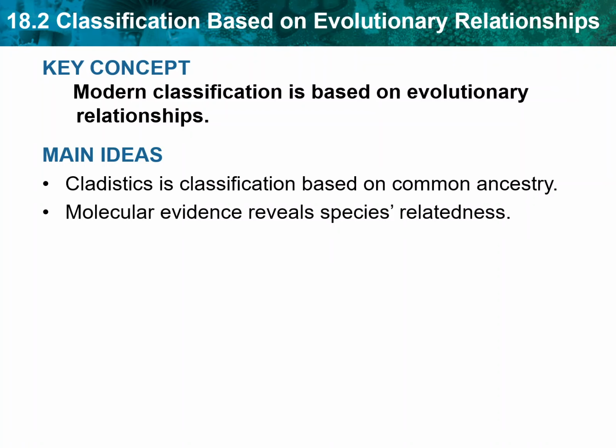This video has been Chapter 18, Section 2, Classification Based on Evolutionary Relationships. Key concept: modern classification is based on evolutionary relationships. Main ideas: cladistics is classification based on common ancestry, and molecular evidence reveals species relatedness.